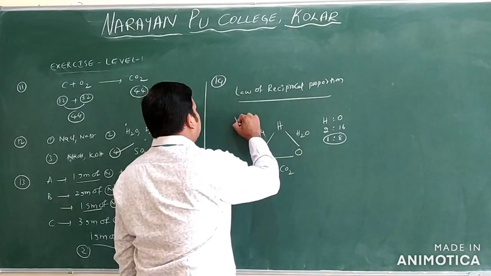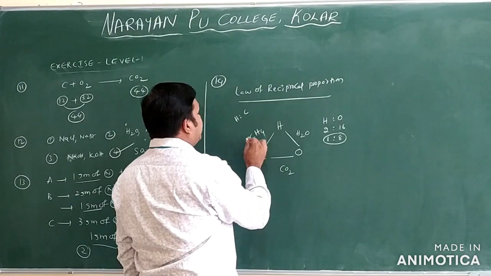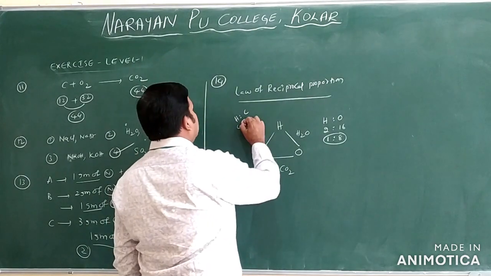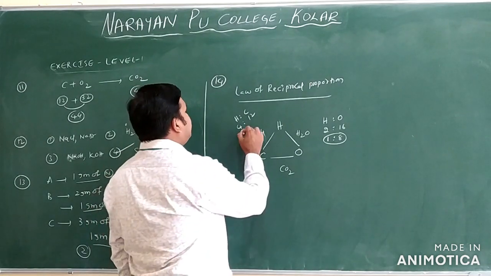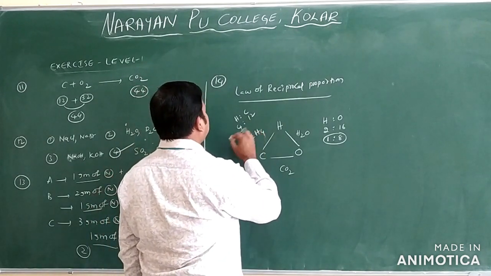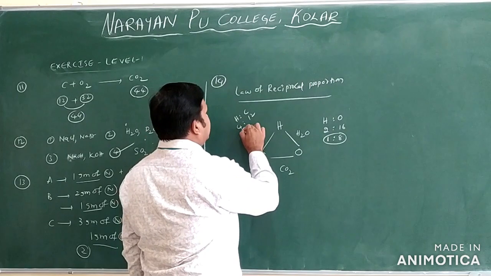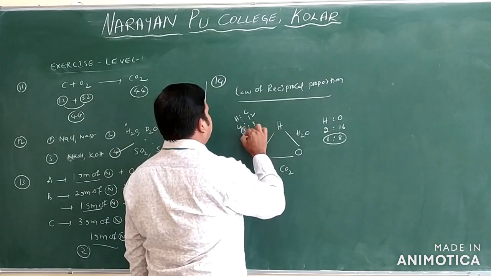If we take hydrogen and carbon ratio, here how many hydrogens do we have? 4 only. And carbon has atomic weight how much? 12 only. If we simplify the ratio, what will you get here? You will get a 1:3 ratio only.